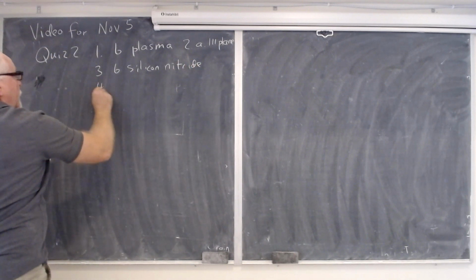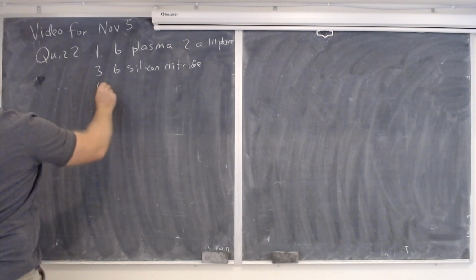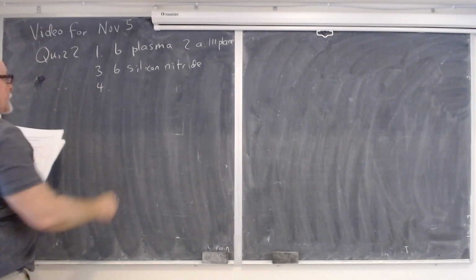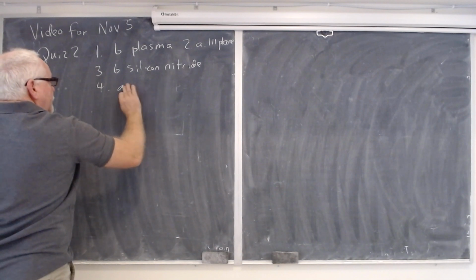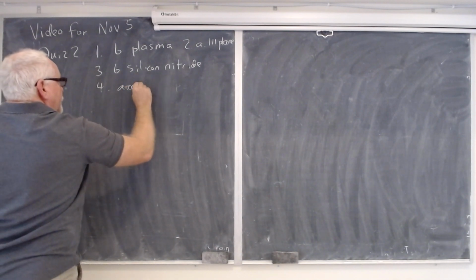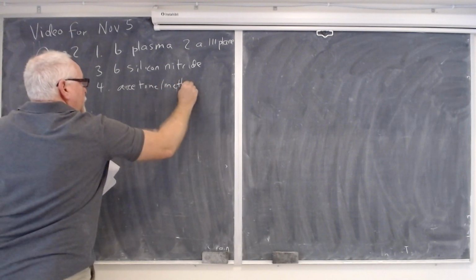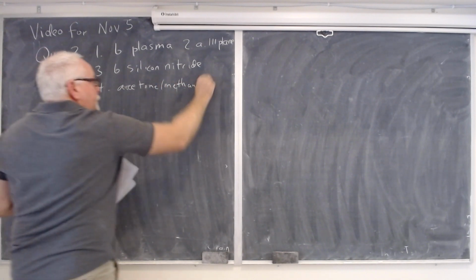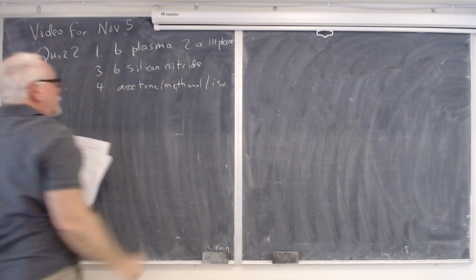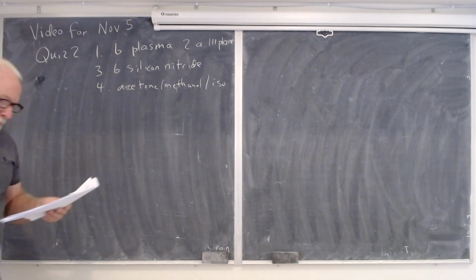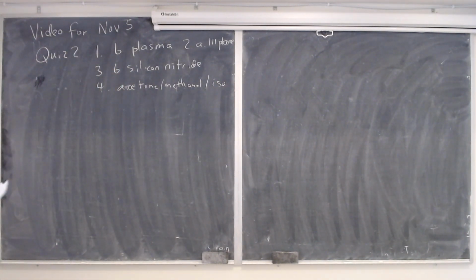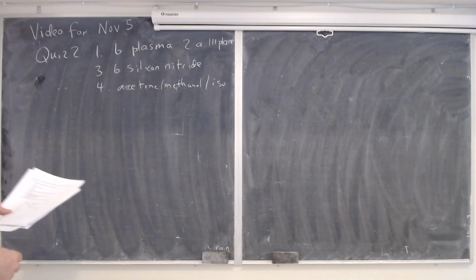And number 4, when stripping photoresist: acetone, methanol, isopropyl. So those 4 questions were just sort of knowledge-based questions to make sure that you have remembered all the qualitative things that we've learned.